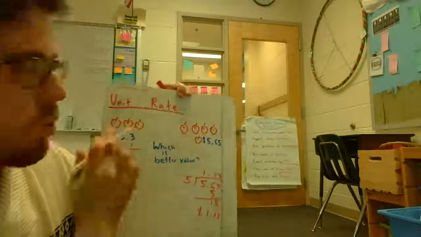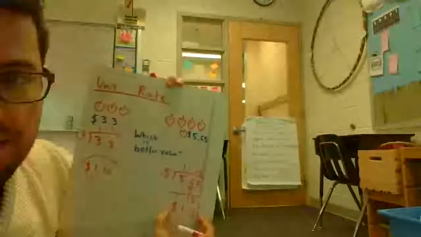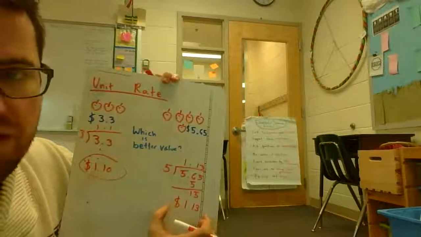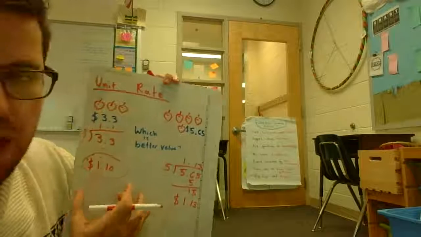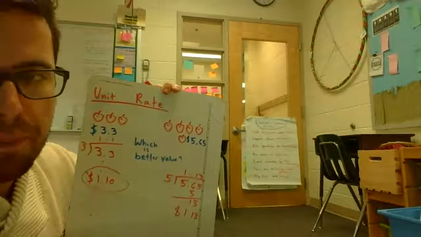That means that the first store has a better value by 3 cents. This store is more expensive by 3 cents. We would prefer to shop at this store. So again, this is how you would solve a unit rate type problem.